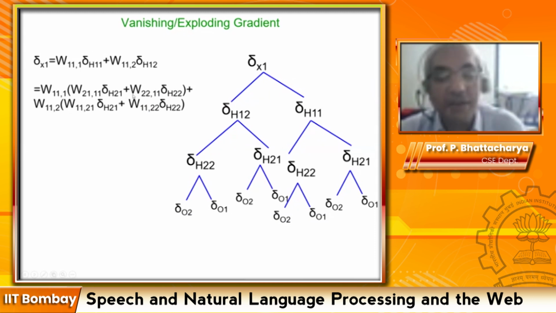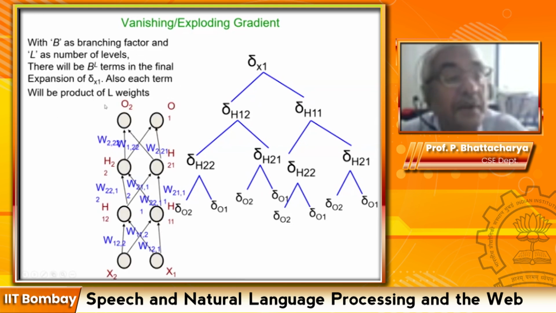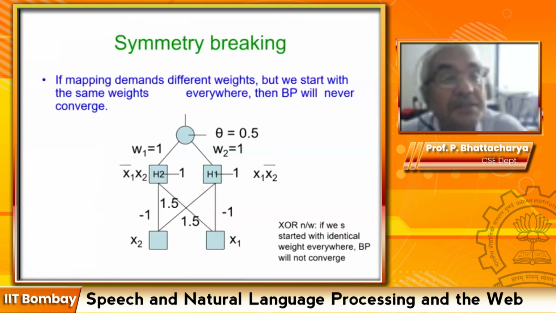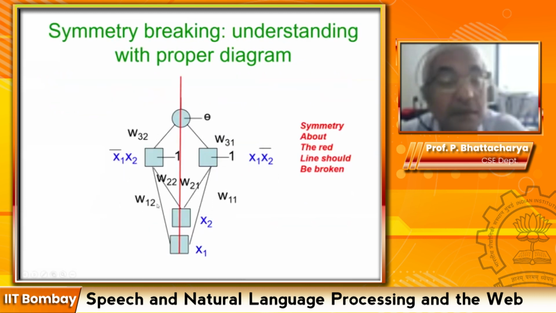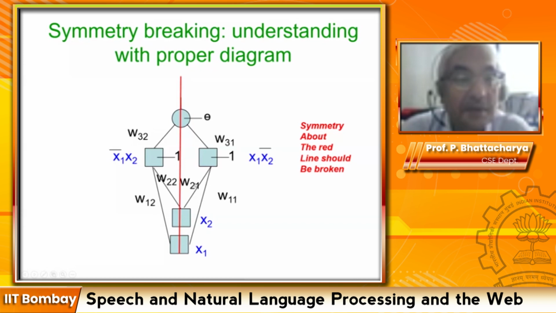So this is very common. So product of weights and exponential number of addition terms. And then we discussed symmetry breaking. We understood that the weights around the spinal column of the neural network cannot be same.